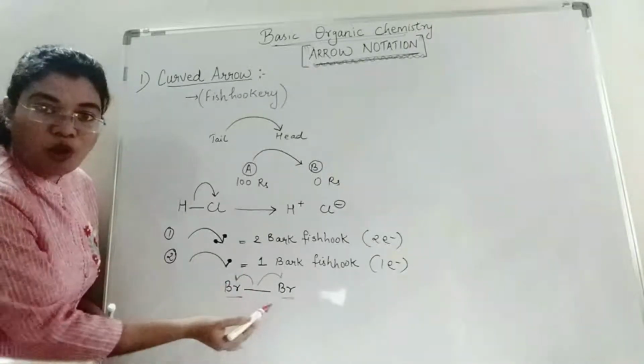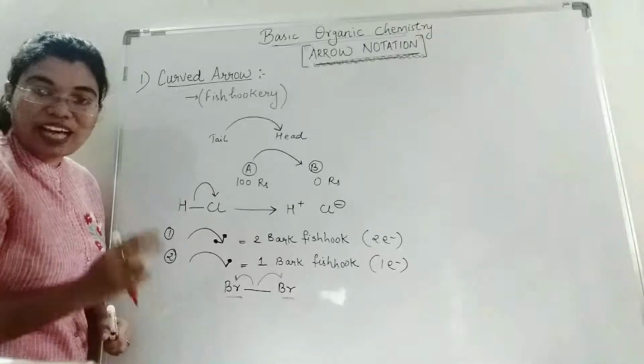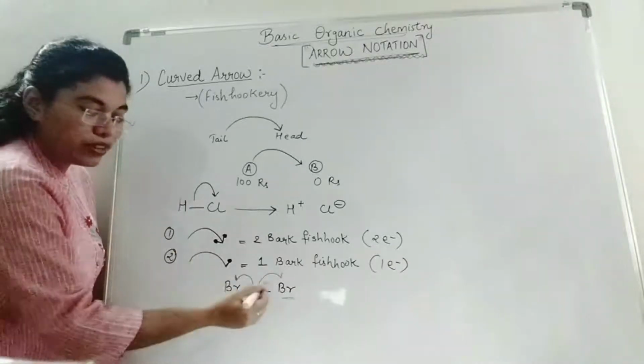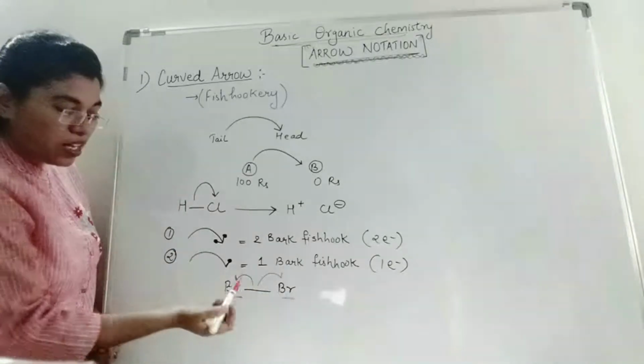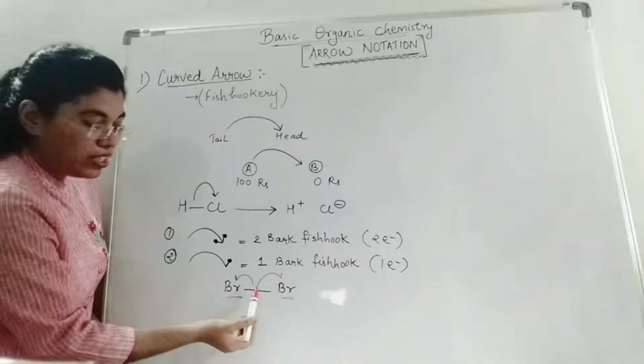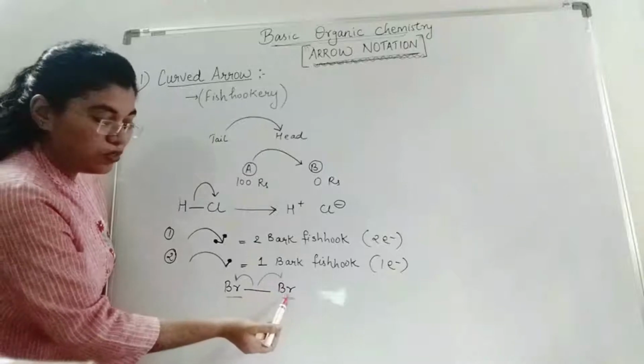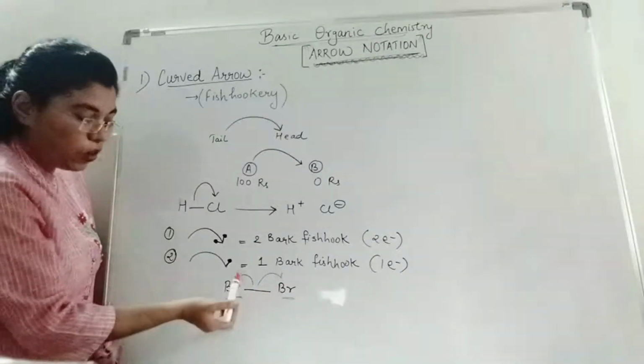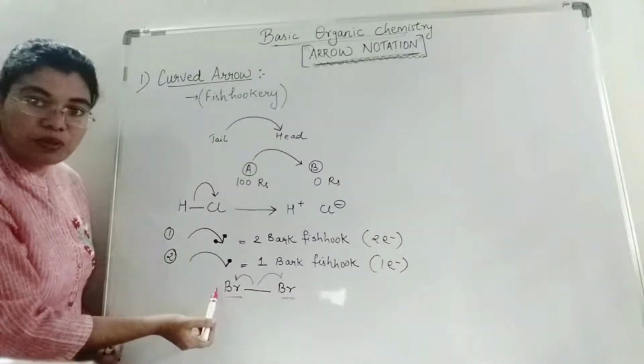As the bond between this Br and Br has 2 electrons. Okay, one bond is made up of 2 electrons. Now look at this fish hook. It depicts that one electron is being given to one Br atom and the other electron is being given to the other Br atom.